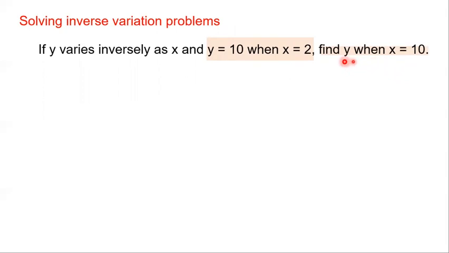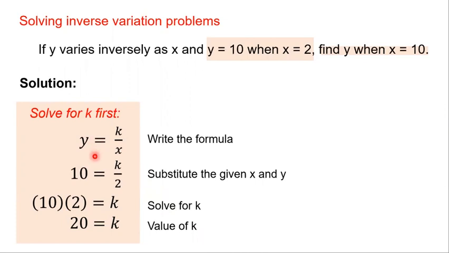Tapos, dito sa phrase na ito, find y, then given yung value ng x. Again, di mo ito agad masusolve, kaya dapat alamin muna natin yung value ng k. So, to solve for k, write the formula, substitute the given x and y galing dito, and then solve for k. Ang gagawin natin dito is, sa line na to, we can multiply both sides by 2 para ma-cancel yung denominator. Pwede rin naman, para mas madali, i-cross multiply mo.